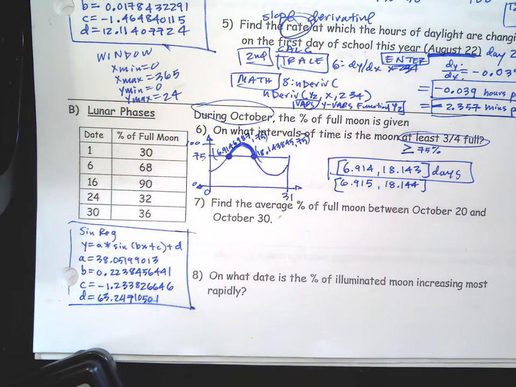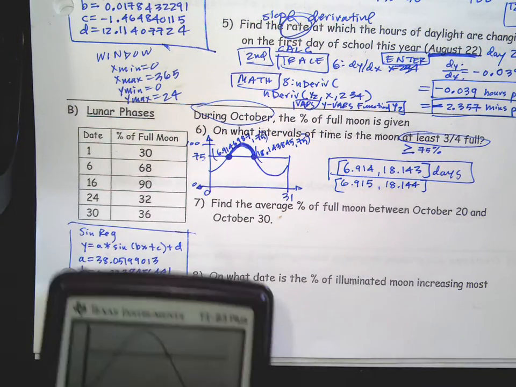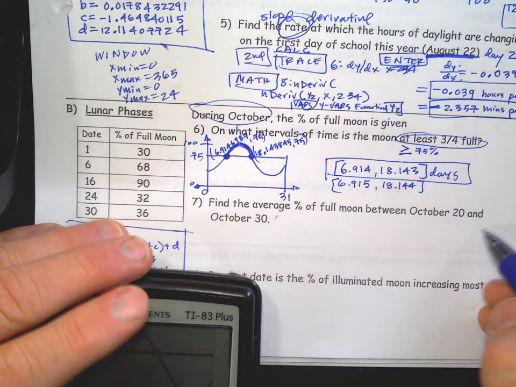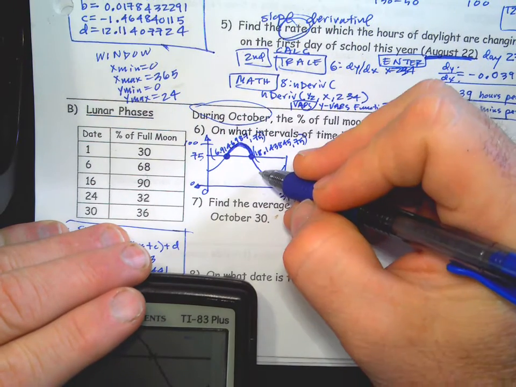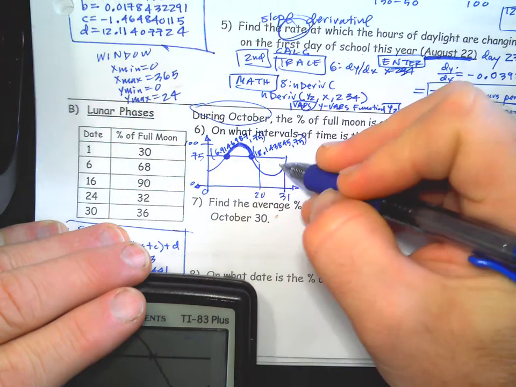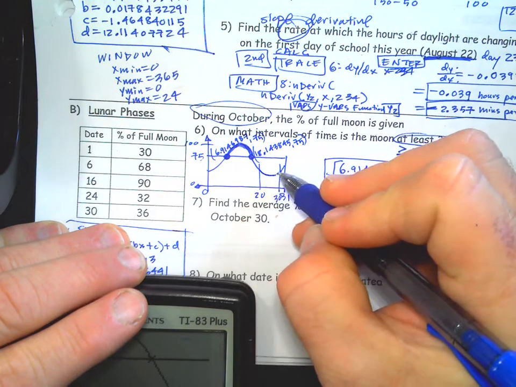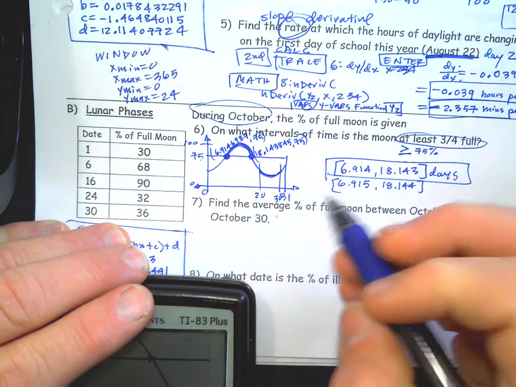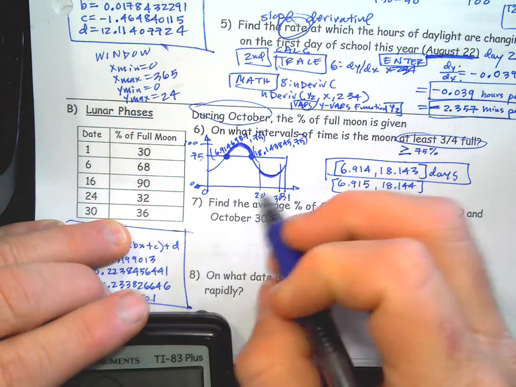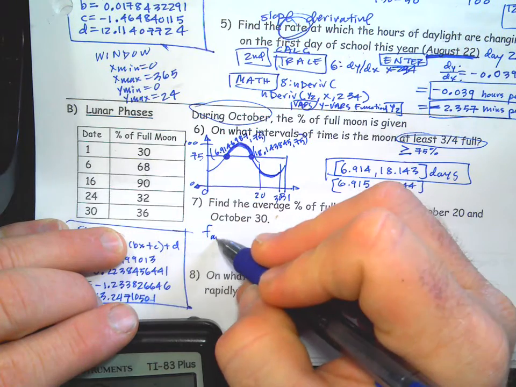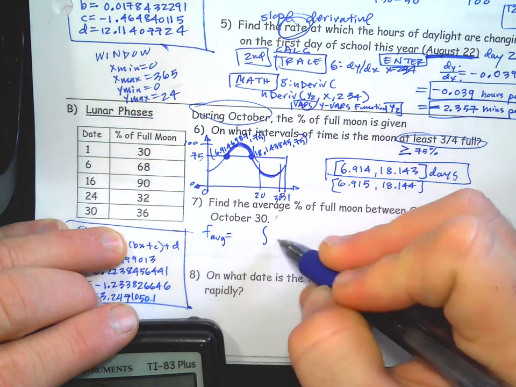There you go. Find the average percent of a full moon between the 20th and the 30th. So the 20th is somewhere around here, and the 30th is somewhere around here. And we want the average of the percents. So the trick I've showed you guys, this is the mean value theorem. If you want the average, you find the area under the graph.